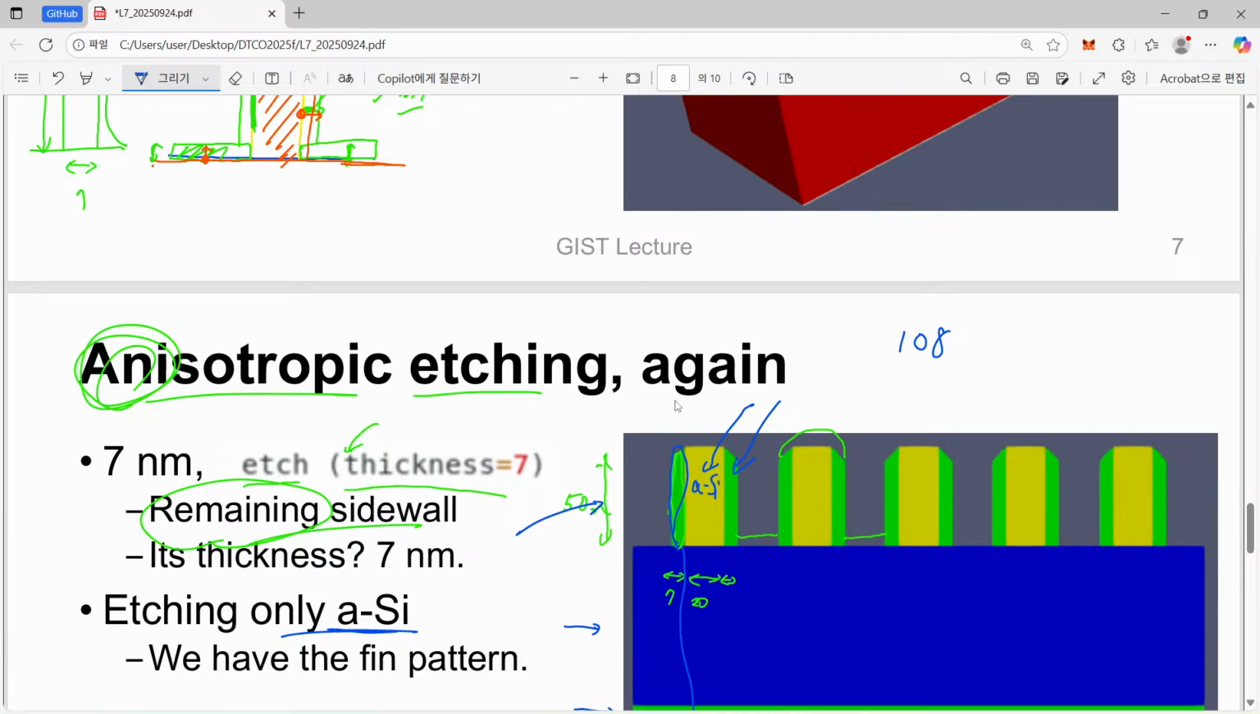So that's the reason why we call it double patterning. Okay, I think that's it for today's lecture. If you don't have any question, then let me conclude my talk. Thank you.